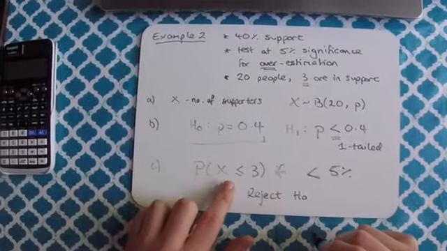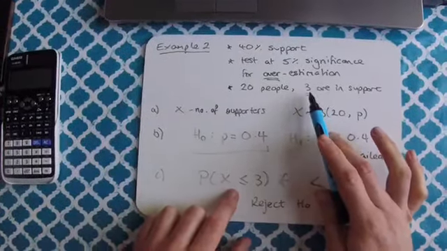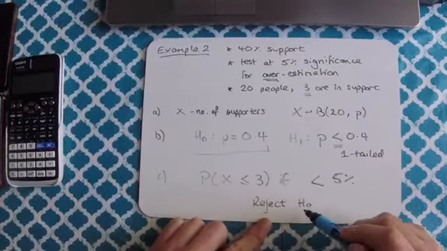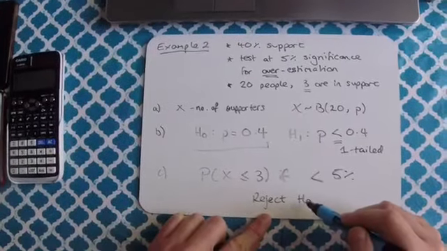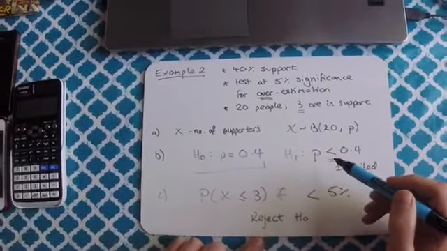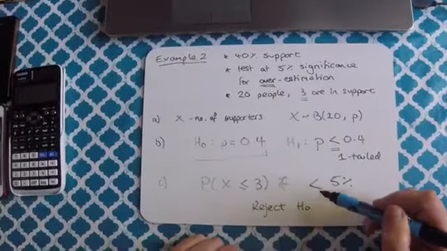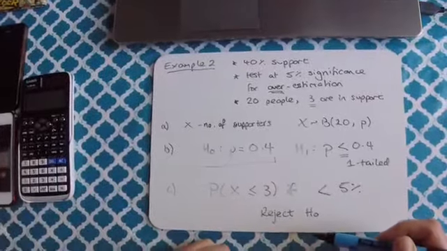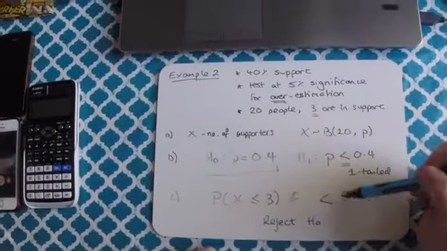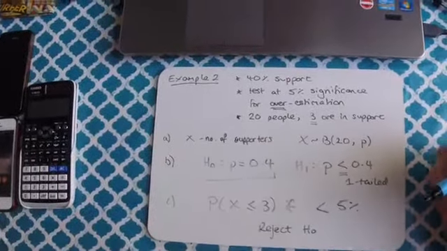So if the probability that the number of supporters is less than or equal to the 3 that are stated is less than 5%, we can then reject the null hypothesis and we can accept the alternative. We can now say that it seems the researcher is right, because if we had 40% support, more than 3 people would be expected. We don't need to do the calculations at the moment, but we will later in the chapter.